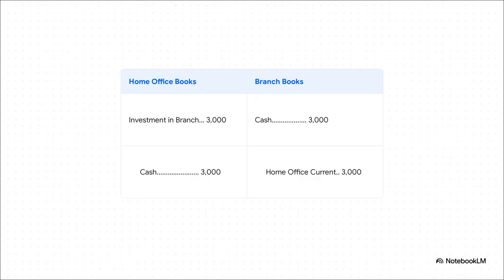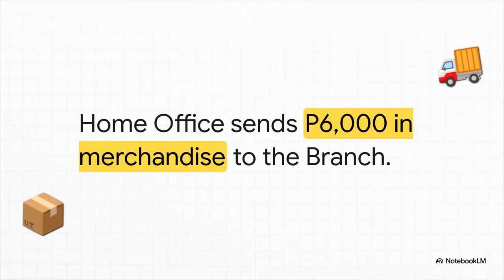Just look at that perfect symmetry. On the home office side, we debit investment in branch to show, hey, our investment just got bigger. The mirror immediately reflects that on the branch side with a credit to home office current, showing its capital from the home office grew. See, a debit on one side is perfectly balanced by a credit on the other. Simple.